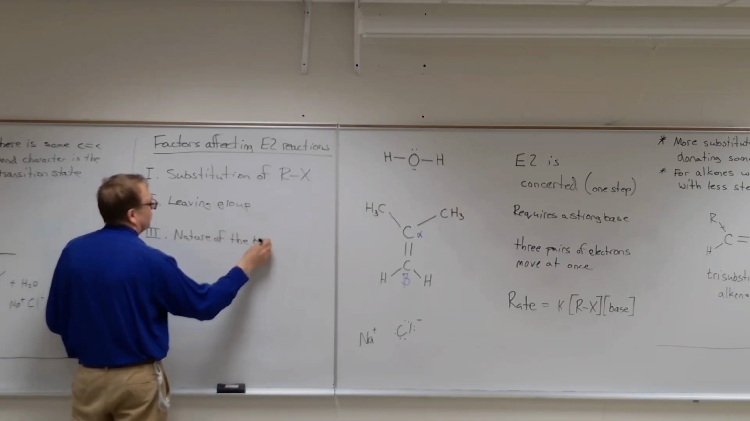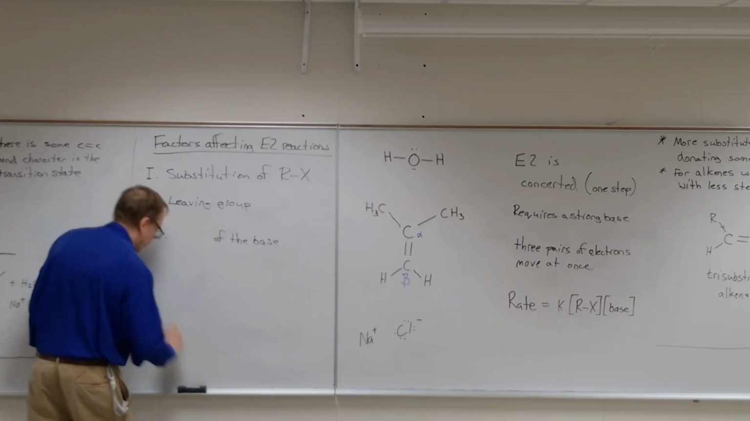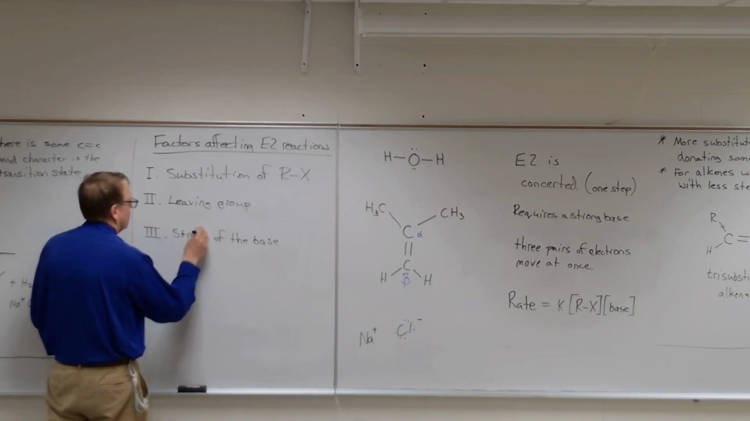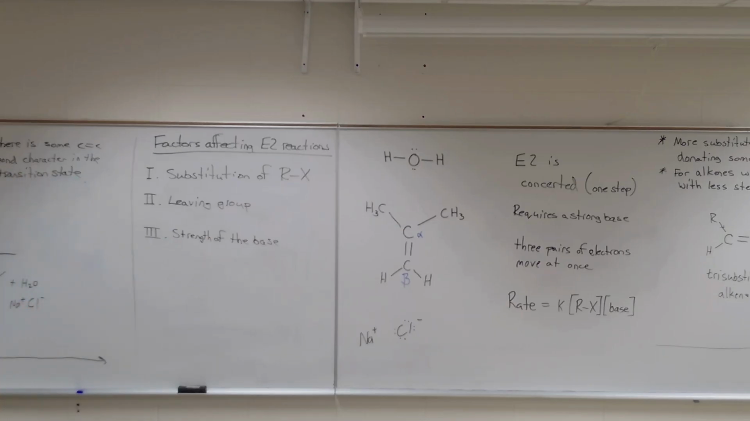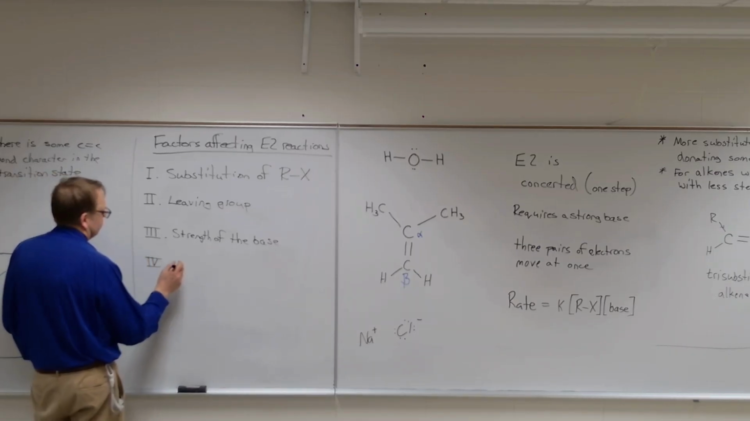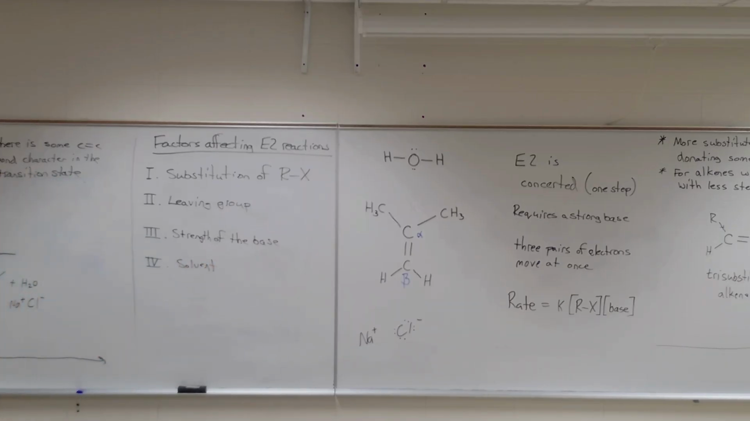In SN2, it was the nucleophile. And maybe what I'll do here is instead of nature of the base, I'm going to say strength of the base. In SN2, it was strength of the nucleophile, but in elimination reactions, we're talking about bases. So how good of a base is it? And then factor 4 is going to be solvent. And then later on, we're going to also talk about stereochemistry. Stereochemistry can affect the rate of certain reactions, but it's something we're going to talk about next time. So let's go through these with the first one first.